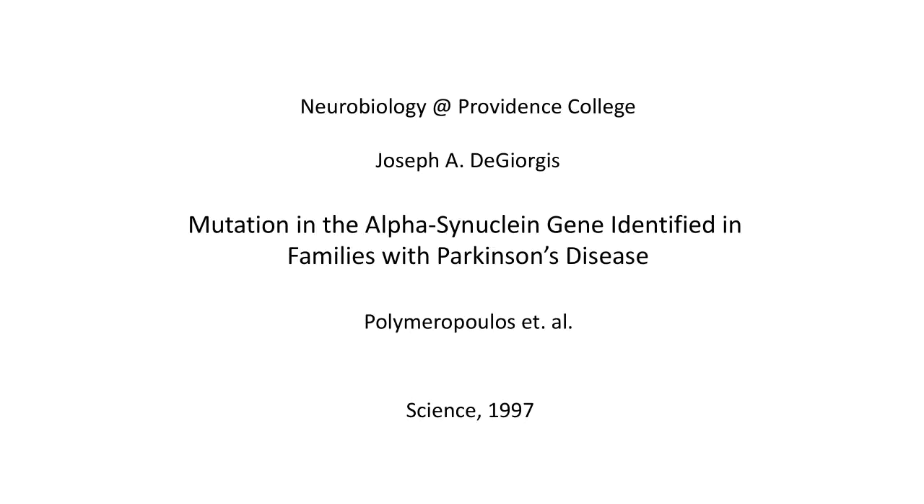I'm Joe DeGiorgis. The paper we're going to talk about today is titled Mutation in the Alpha-Synuclein Gene Identified in Families with Parkinson's Disease. This, of course, is part of our online PC Neurobiology class, 2020. The paper begins by talking a little bit about Parkinson's.